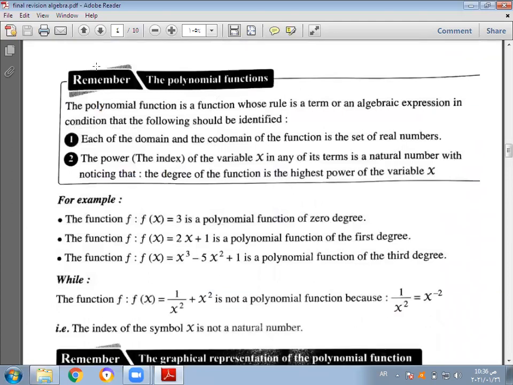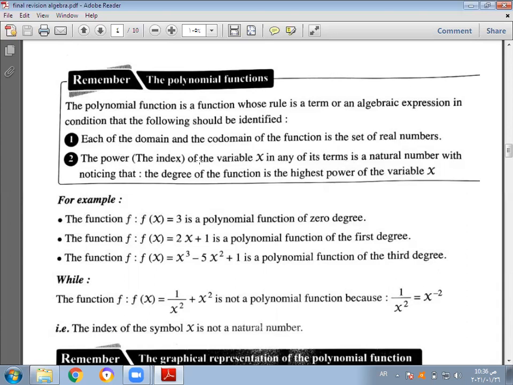What about polynomial function? The polynomial function is a function whose rule is an algebraic expression, on condition that the following should be identified. Each of the domain and the codomain of the function is the set of real numbers. So the domain and the codomain must be the set of real numbers.